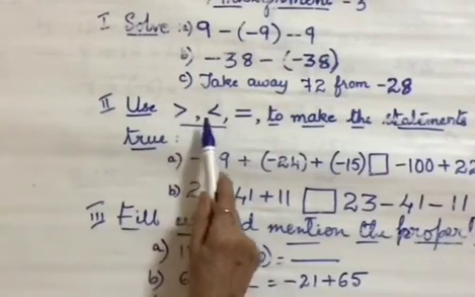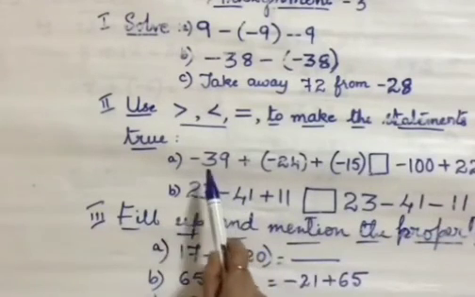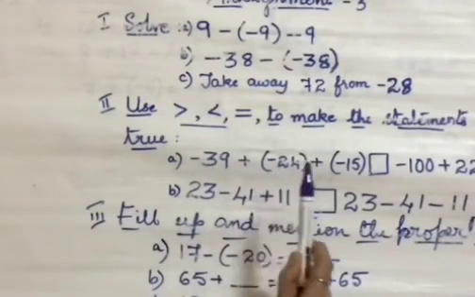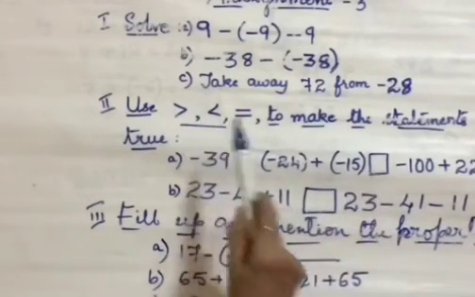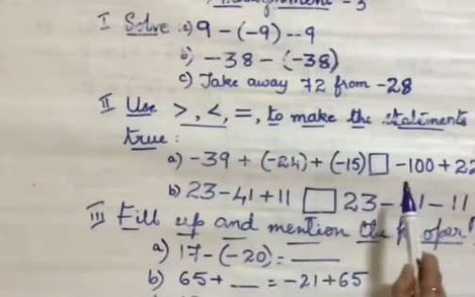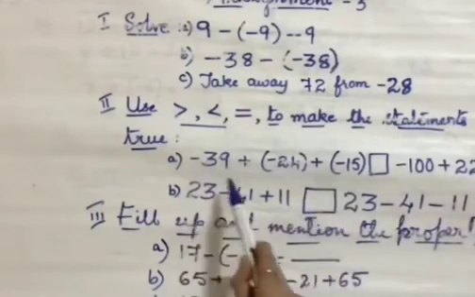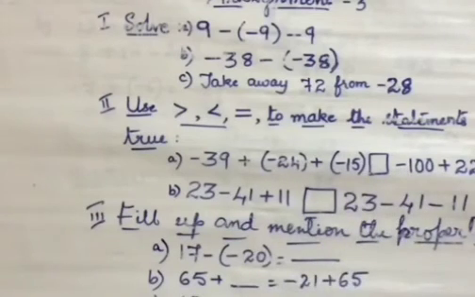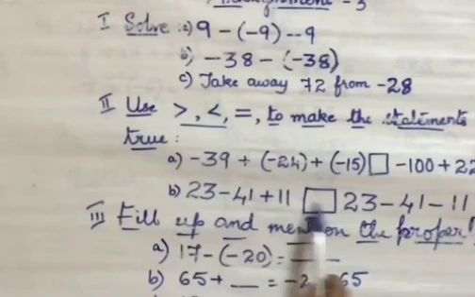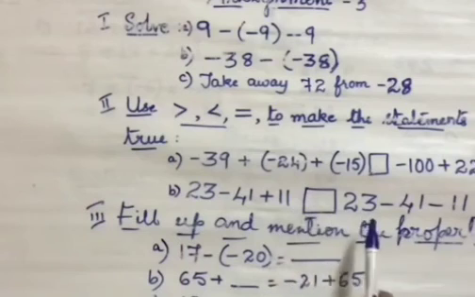Second exercise: use greater than, less than or equal sign to make this statement true. The first one is minus 39 plus of minus 24 plus of minus 15. You have a box here. In this box you find out whether it is greater, lesser or equal. On the other side you have minus 122. So solve this side and see if they are equal or one is greater or lesser than the other. Same thing: 23 minus 41 plus 11. You have a box to fill up. 23 minus 41 minus 11.